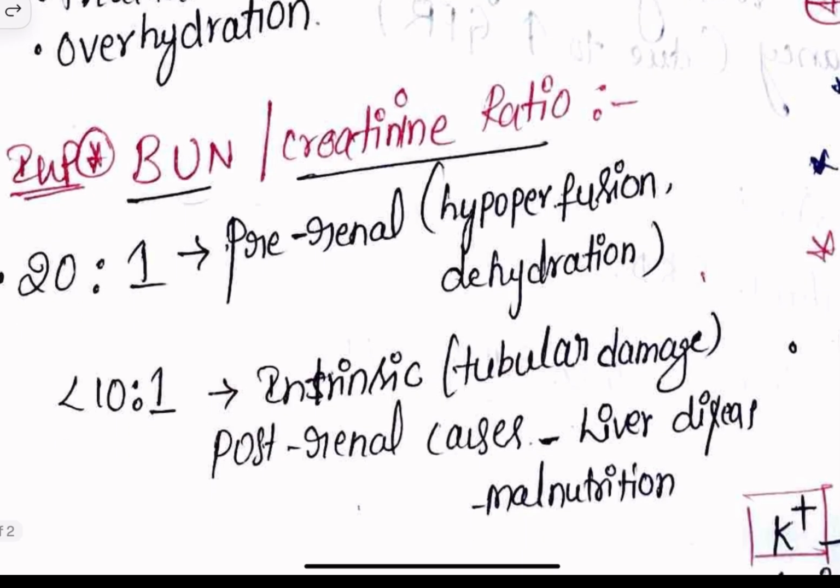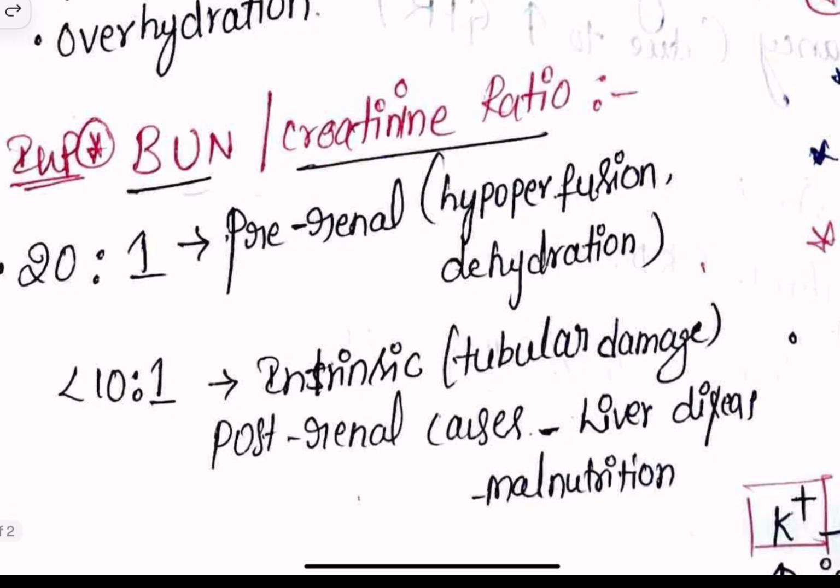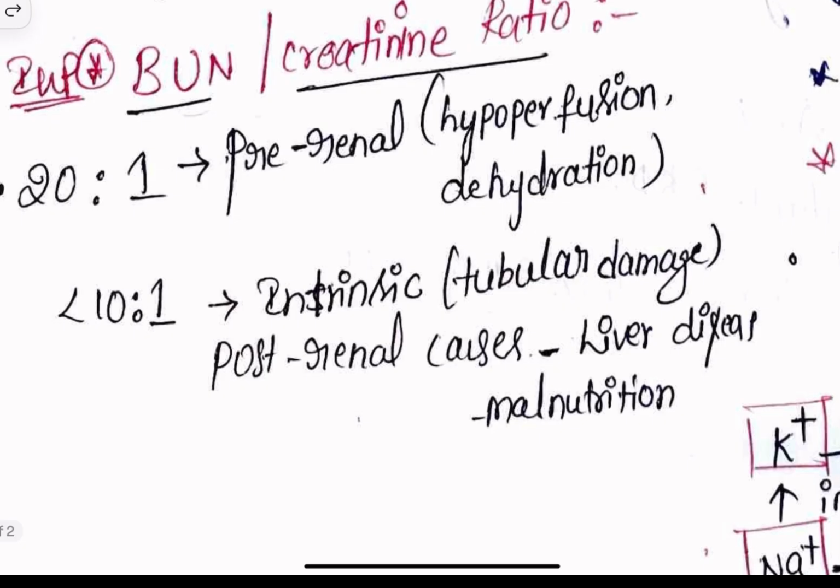So what are the important points related to the BUN? It is the BUN creatinine ratio. So what is meant by BUN creatinine ratio? BUN creatinine ratio is the main measure which we basically see at the clinical level.